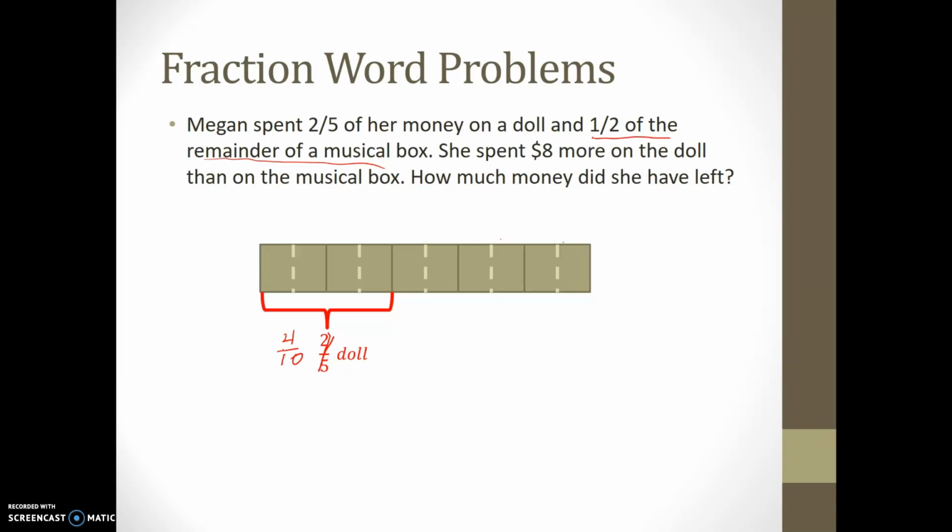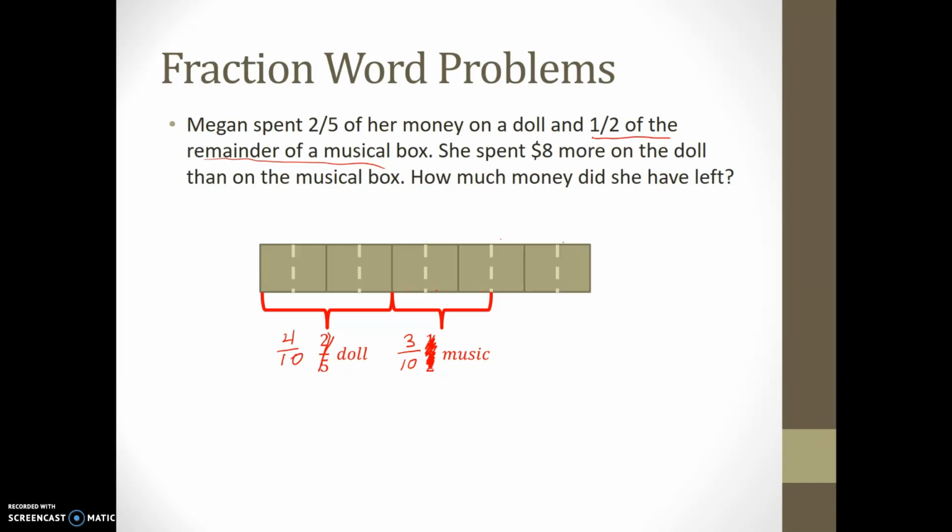Okay, so it says that she spent half of the remainder. Now that we have an even number of remaining units, let's mark off half of them for a musical box. Even though it's a half, let's write the fraction of the whole here, which is 1, 2, 3, 3/10. 3/10 of her money she spent on music.